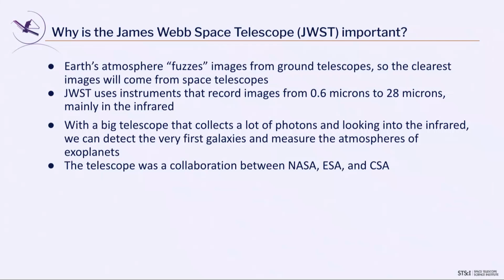So why is the James Webb Space Telescope important? Well, ground telescopes tend to have their images distorted because of the Earth's atmosphere. So the clearest images we could possibly get would be from space telescopes. I hope people have heard of the Hubble Space Telescope. The James Webb Space Telescope is like that, except that it records images mainly in the infrared, and it allows us to see some of the very first galaxies in the universe and also measure the atmospheres of exoplanets. Another reason it's so important is that it was a collaborative effort between NASA, the European Space Agency, and the Canadian Space Agency.